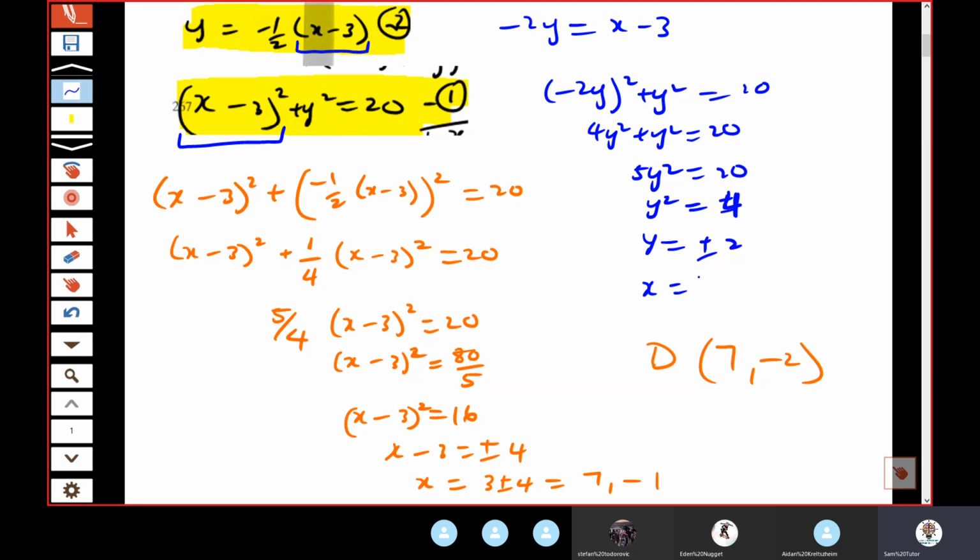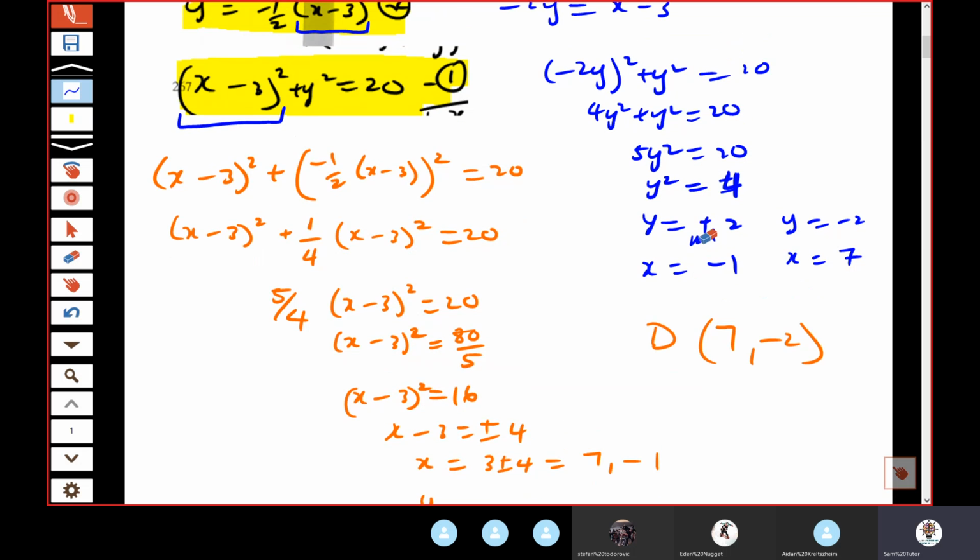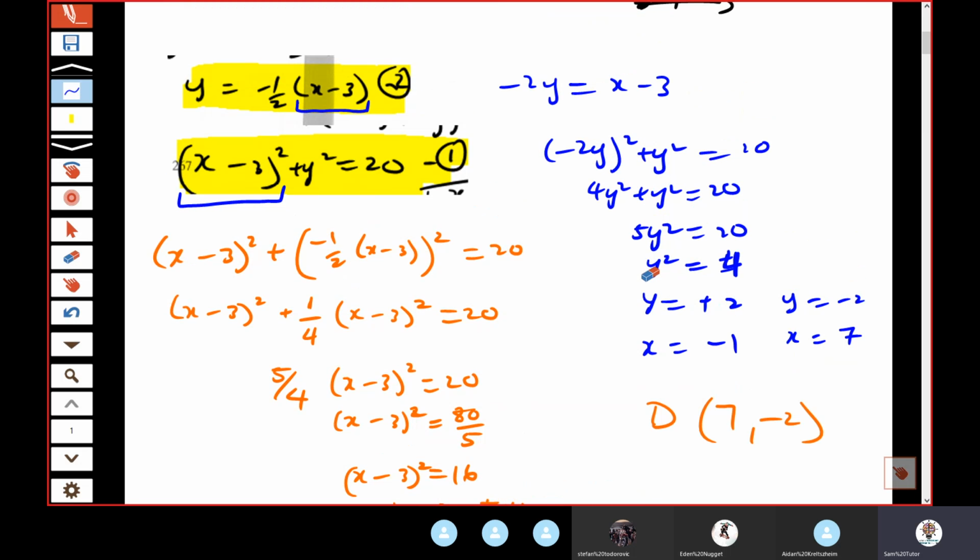And then x should become, for when y is negative 2, x should become 7. For when y is positive 2, x should become negative 1. So yeah, you can make x the subject. It probably would be better, but you shouldn't make x itself the subject if they're the same. Make x take away 3 the subject, for example.